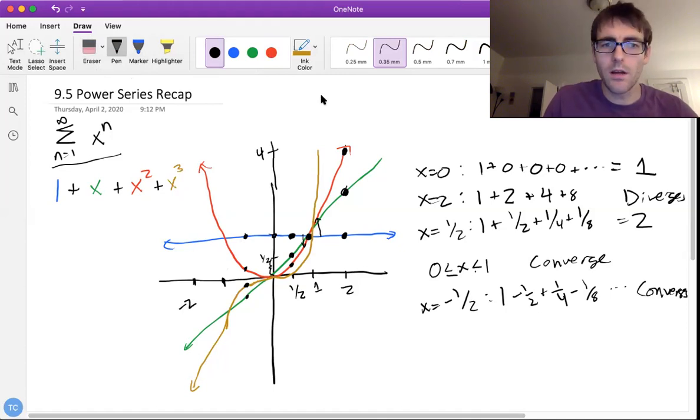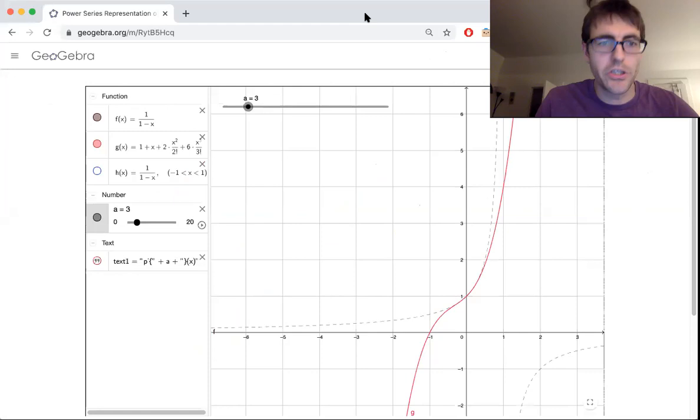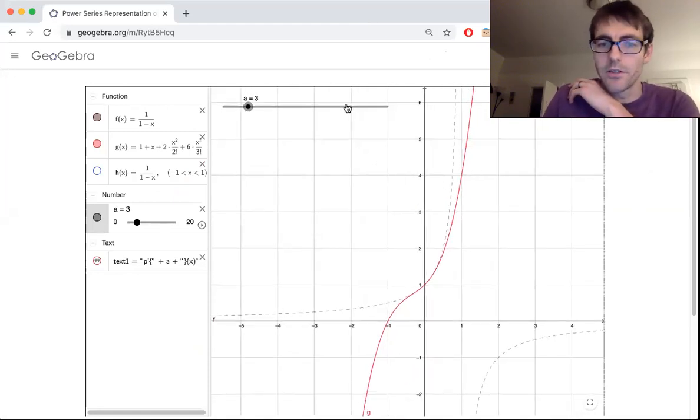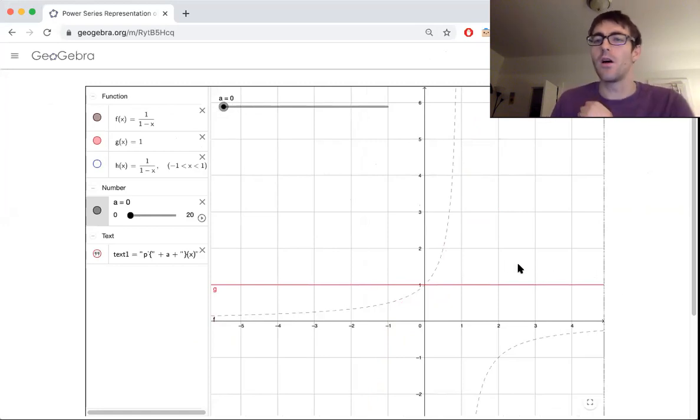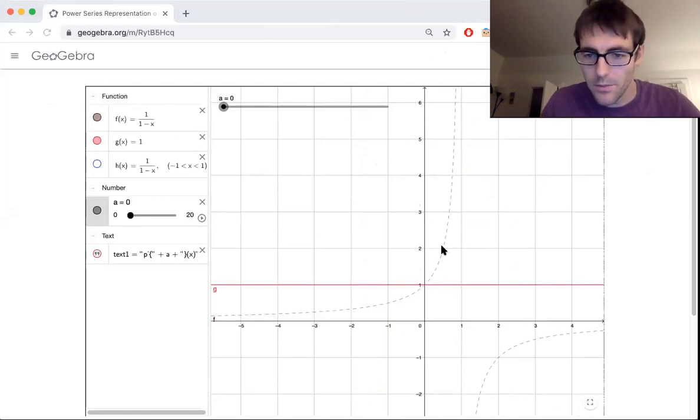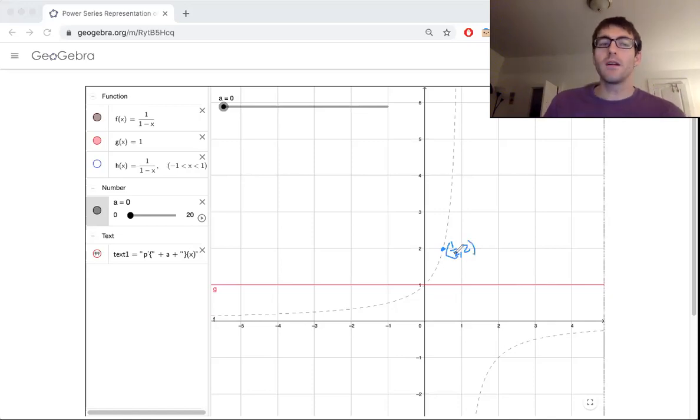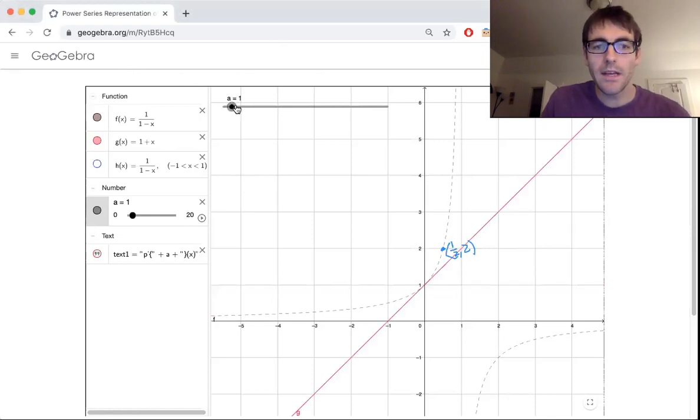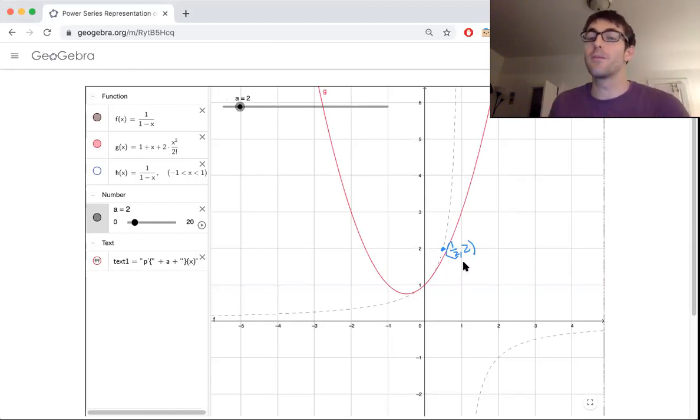So I want to take a look at the GeoGebra model that I showed you last time. It's this same function. So we're still adding 1 plus x plus x squared plus x cubed. And now the things that we're plotting are the sums of these functions that I drew. So at 0, it's going to stay at 1. We said that at 1/2, it's going to approach 2. So that's the point right here. I believe I can annotate it. So this point is (1/2, 2), representing the idea that when you plug in x equals 1/2 into our series, the series approaches 2.